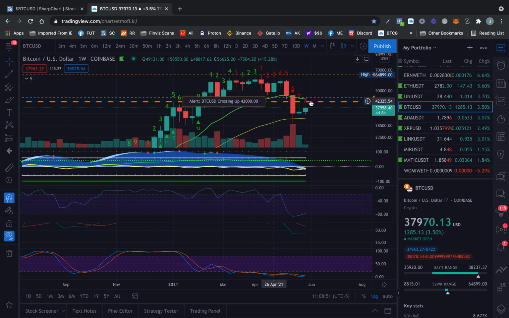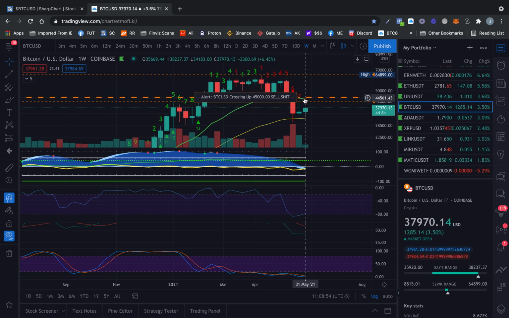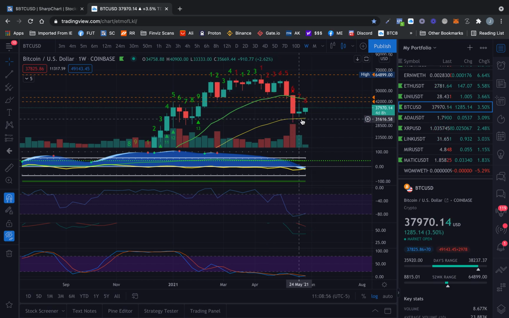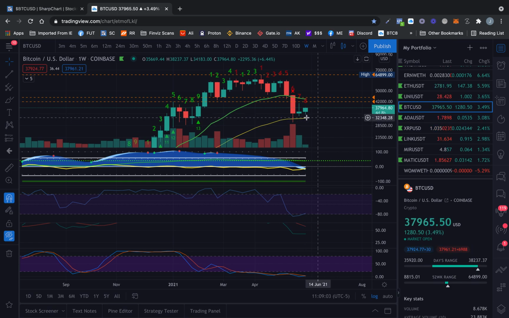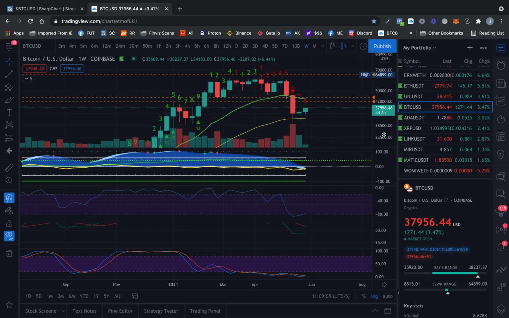Yeah, your Market Cipher is still green, but I've also got my 55 exponential moving average. These are Fibonacci numbers. That's why I use them. I learned that from Jason Casper. If you want to check him out on YouTube, he's really good for technical analysis.